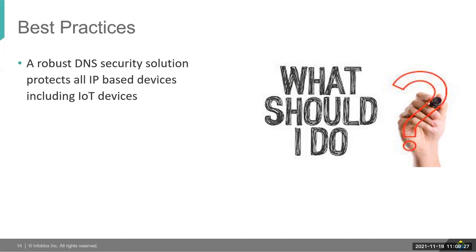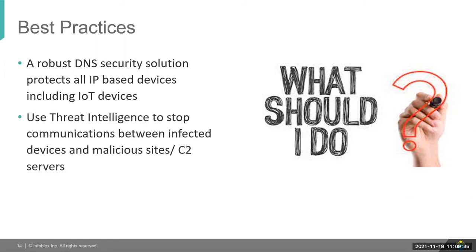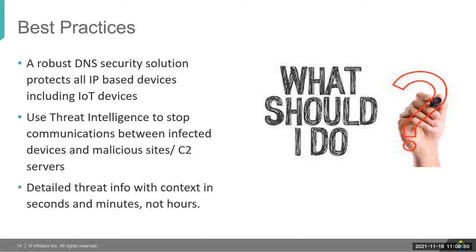Look at deploying a robust DNS security solution to protect all your IP-based devices, including IoT devices. I mentioned the example earlier. And security, as you know, has one of its central pillars in threat intelligence. Use threat intelligence to stop communications between infected devices and malicious sites, C2 servers. Look at all the detailed threat information within context in seconds. So your systems and your solution should have the ability to process information very quickly, within seconds, within minutes, not a few hours, not the next day.